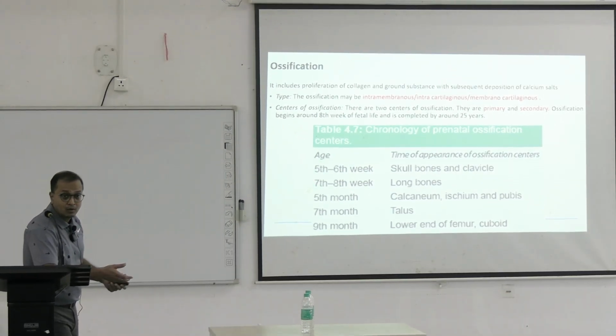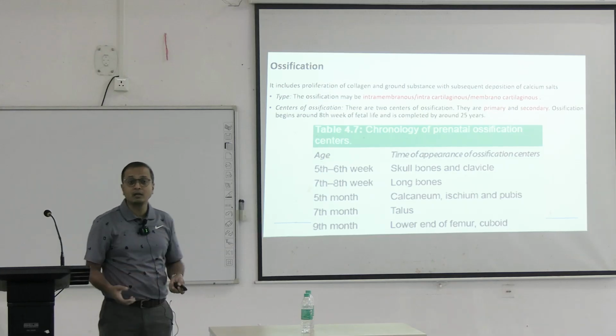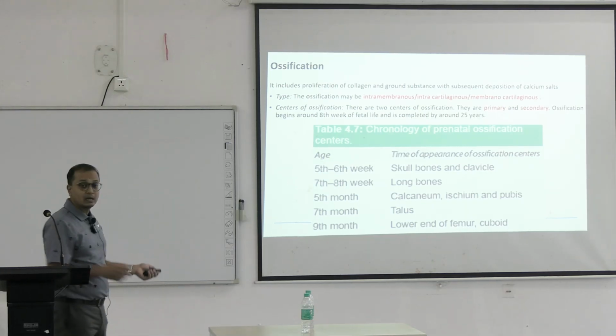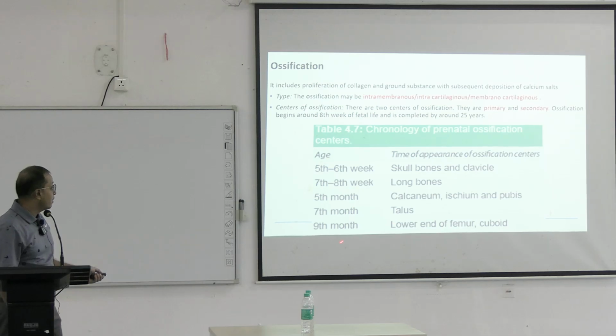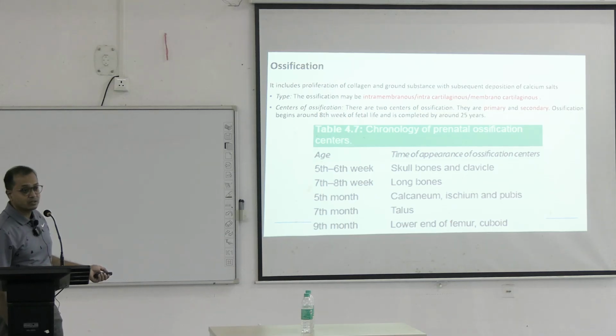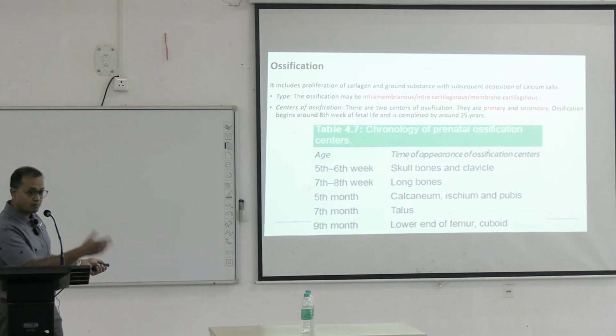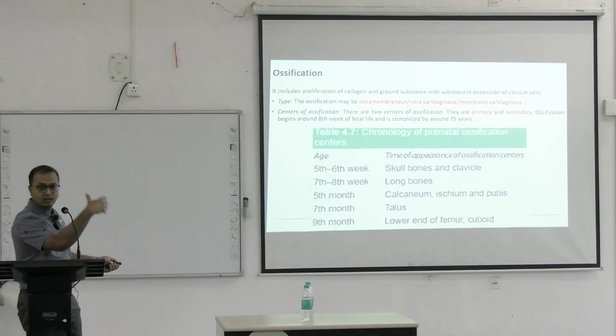Like the arms, we have the femur, humerus, radius, ulna. 7th and 8th weeks, that means 2 months of age, we start growing bone. So on and so on. And the last one which goes here, 9 months, lower in the femur, they appear as a secondary ossification center. Still we are not born, that means it is still the primary centers.